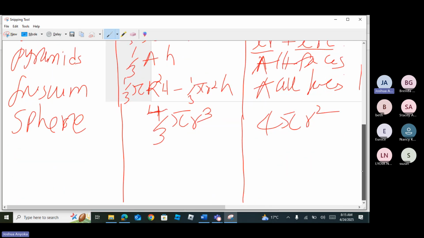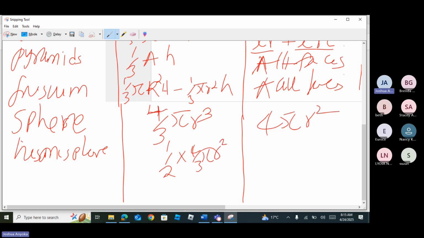Then we have the hemisphere. It is a half of this, so volume is a half times 4 over 3 pi r cubed. We go to the basics. So for surface area we have a half times 4 pi r squared plus pi r squared. We try to be realistic as much as we can.